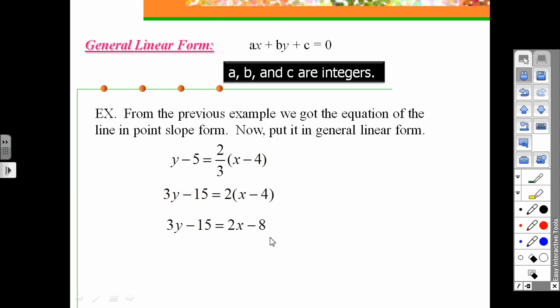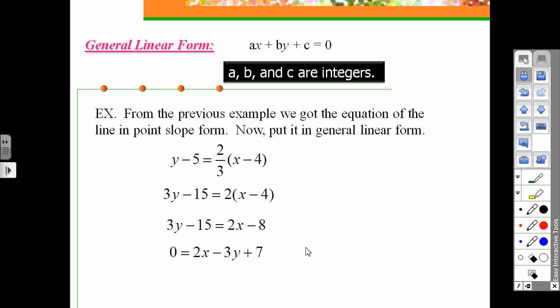And personally, as with most people, we like to have the x term or the first term to be positive. And by the way, this does have to go in order. x comes first, then y, and then c. You don't mix it up. Okay, so it's alphabetical. So I'm going to move this 3y to the other side, and I'm going to add the 15 to the other side. And I get 0 equals 2x minus 3y plus 8. And now I have it as a general linear form.